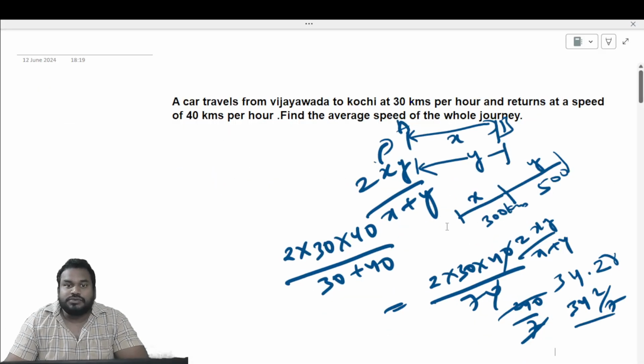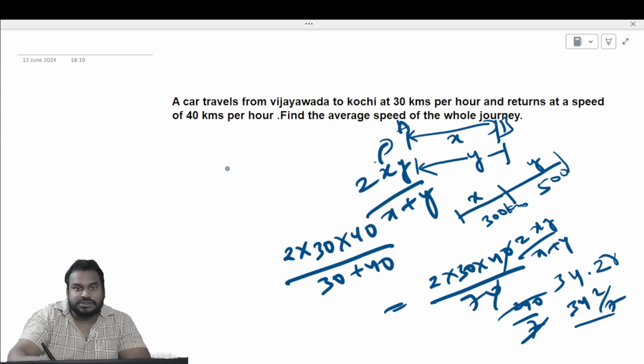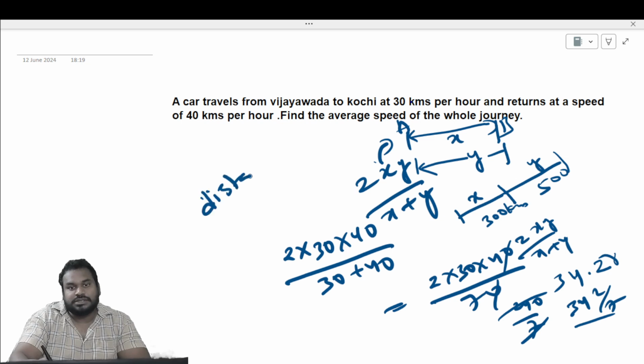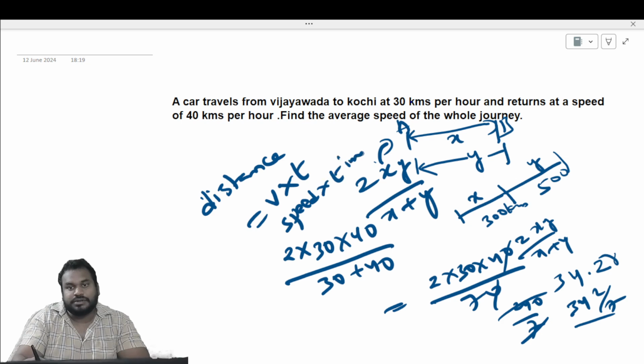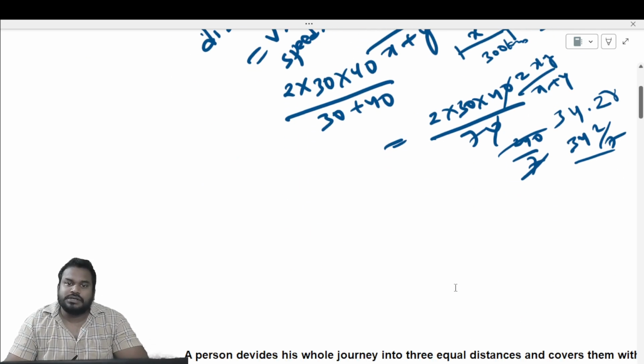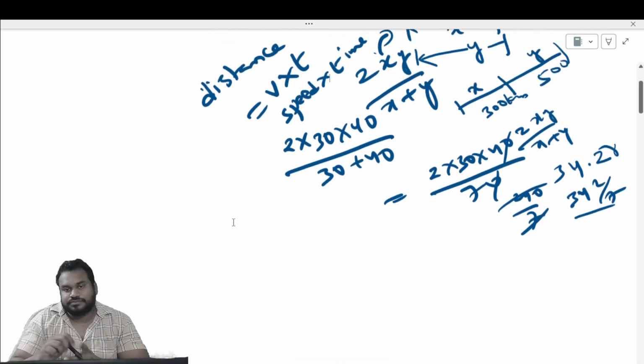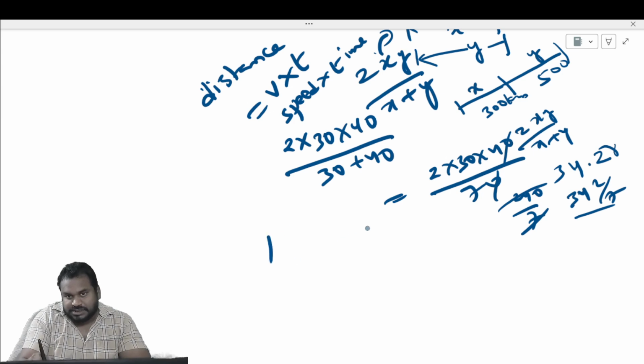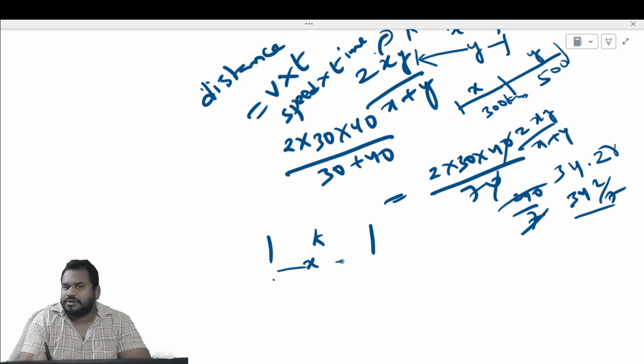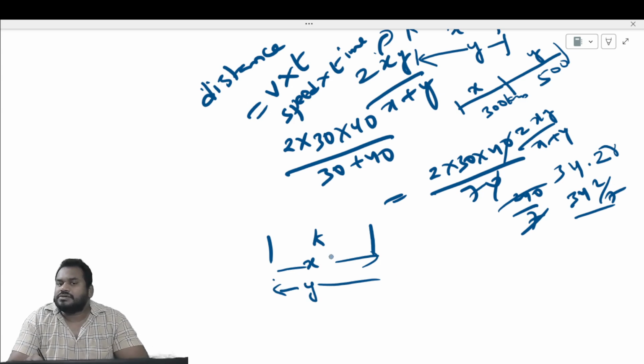See, if you want, I'll prove it here again. See, what is the formula we use? Distance is equal to velocity into time, or speed into time. So use this formula. By using that formula, I'll tell you the distance is k, and if he is going with the speed of x from here to here and coming back with the speed of y from there to there, so distance is same.